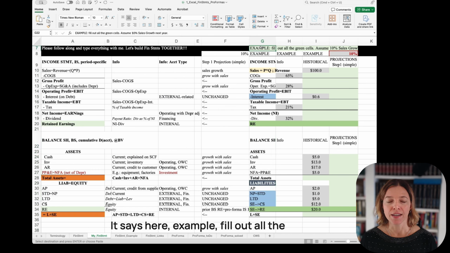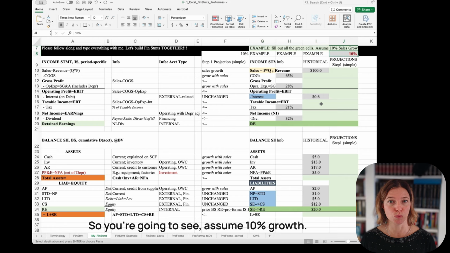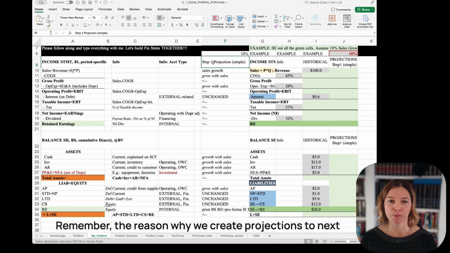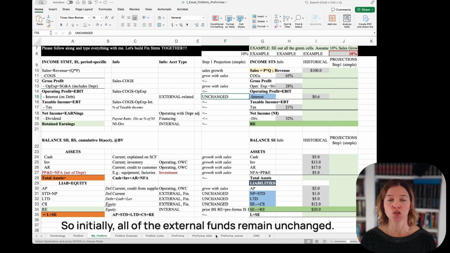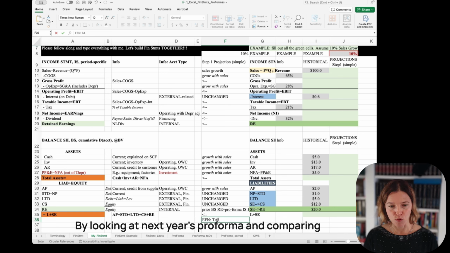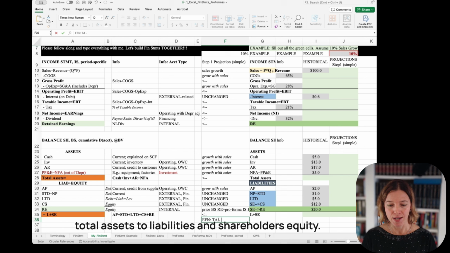It says here, example, fill out all the green cells, assume 10% growth. So you're going to assume 10% growth. And the most important part of this assignment is to create this projection. Remember, the reason why we create projections for next year is to understand, does the firm need external funds? So initially, all of the external funds remain unchanged. And the firm knows whether it needs external funds or not by looking at next year's pro forma and comparing total assets to liabilities and shareholders' equity.